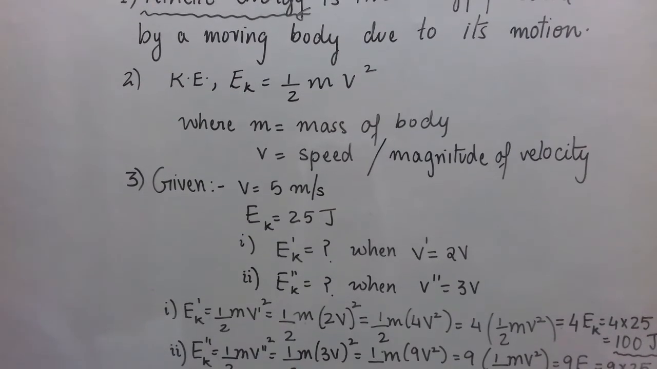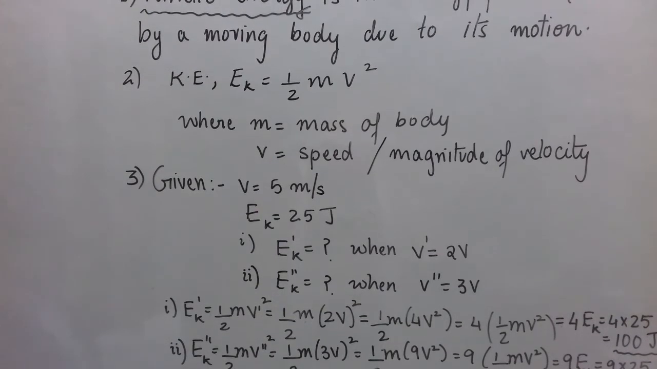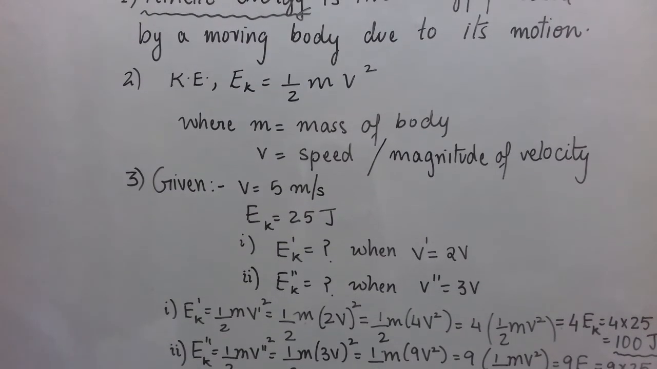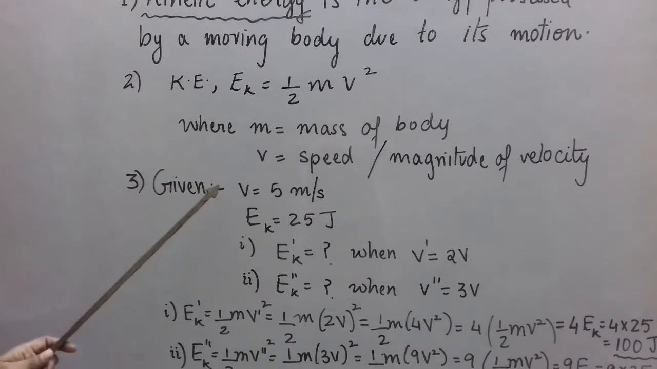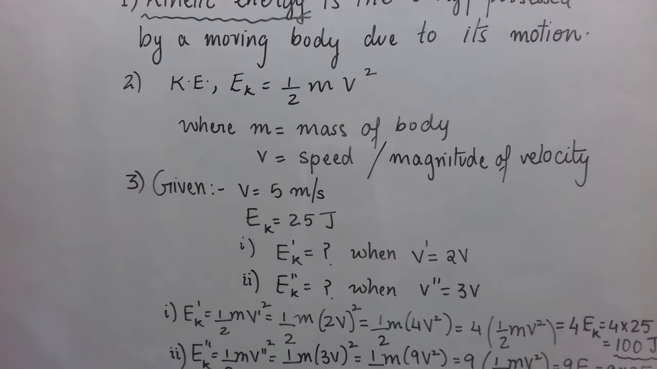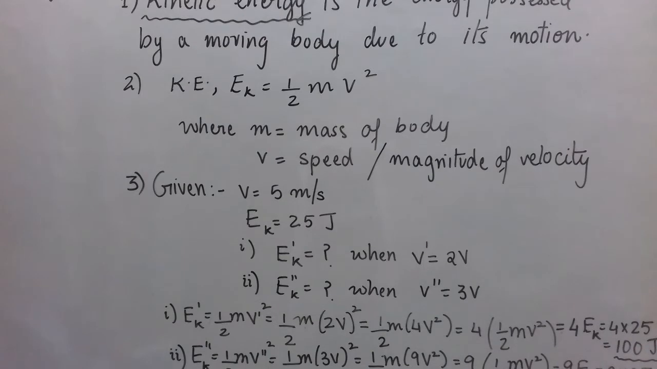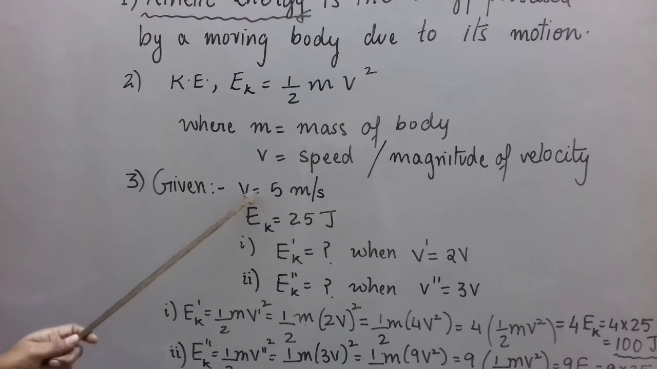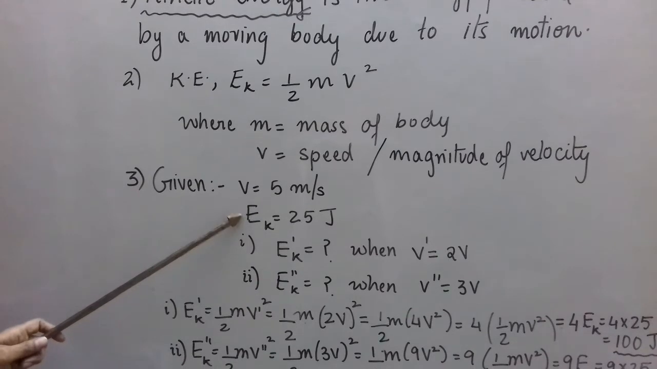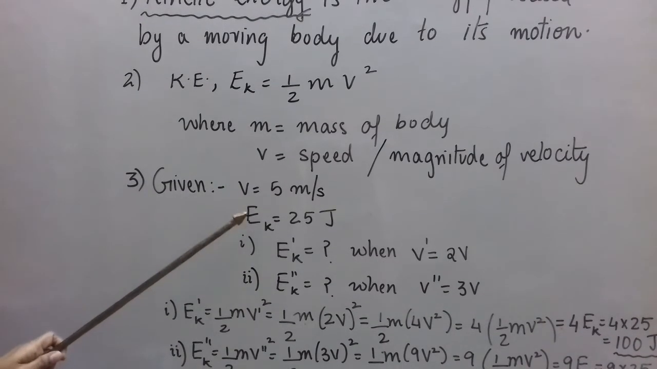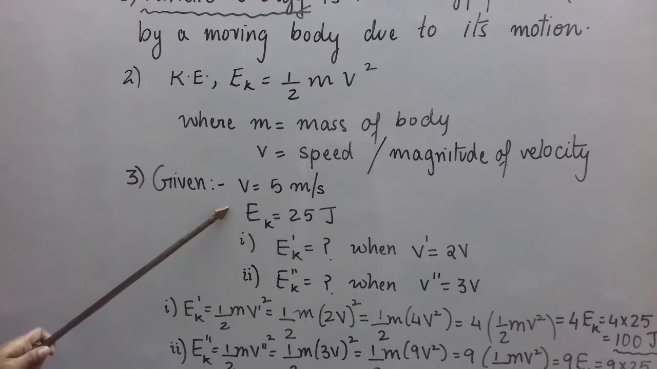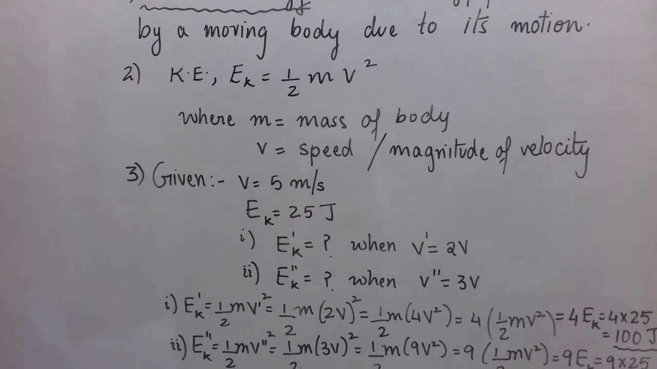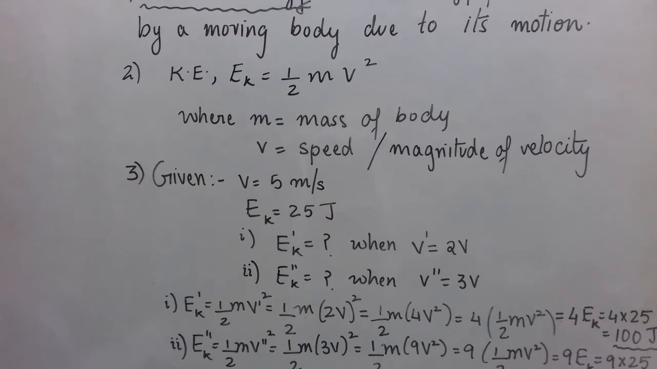What is given here? The kinetic energy of an object of mass small m moving with a velocity of 5 meter per second is 25 joules. It means given magnitude of velocity or speed, we can say v is given as 5 meter per second. They have given velocity, it means magnitude of velocity. V is 5 meter per second and kinetic energy of this body which is moving with this velocity, Ek is 25 joules. So here mass is not mentioned. Okay. So you have to find out what will be its kinetic energy when its velocity is doubled.